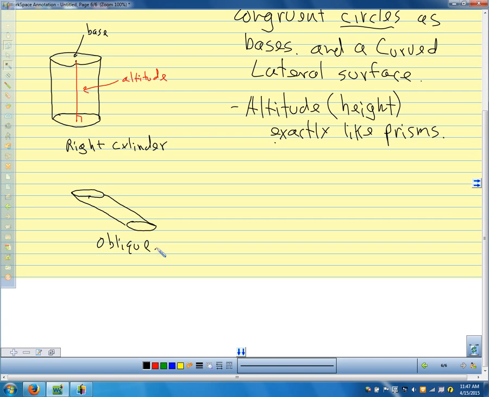We find the surface area of a cylinder exactly like we find the surface area of a prism. So that's another reason why we call them cousins. We have two bases, so we have to find the area of the two bases, and we have to find the area of the sides.